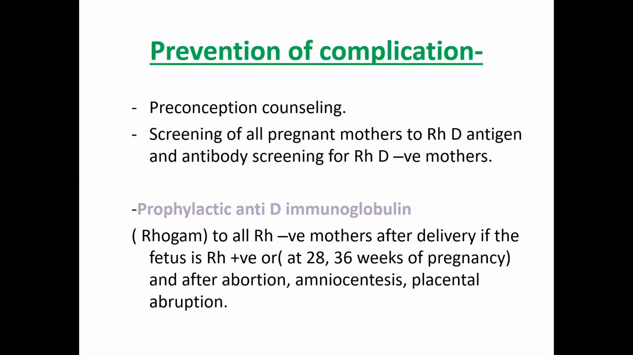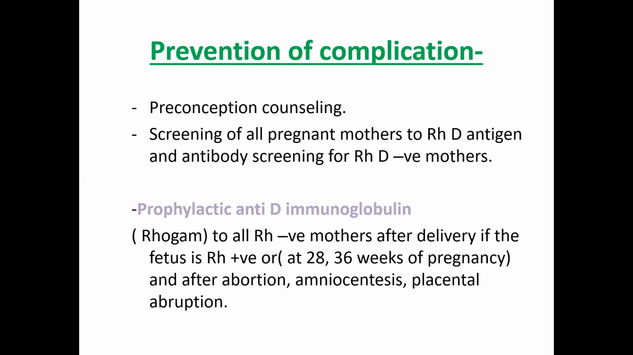Now, the prevention of the complications, how we will prevent the complications. Preconception counseling, this is very important. If the mother is RH negative and they are planning for a baby, first of all they should know what complications can arise during pregnancy due to their blood group. And what kind of precautions they have to take for the prevention of these complications. Okay, so in preconception counseling, we will teach the mother regarding all these things.